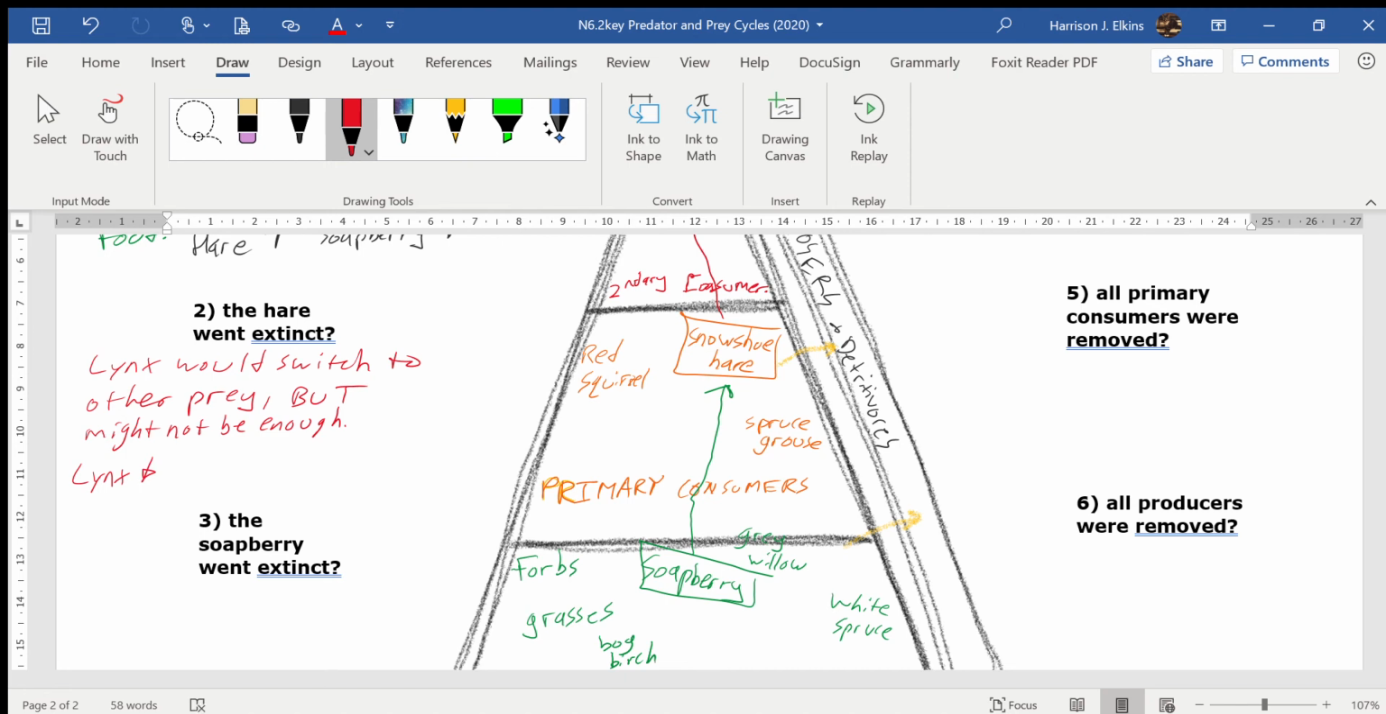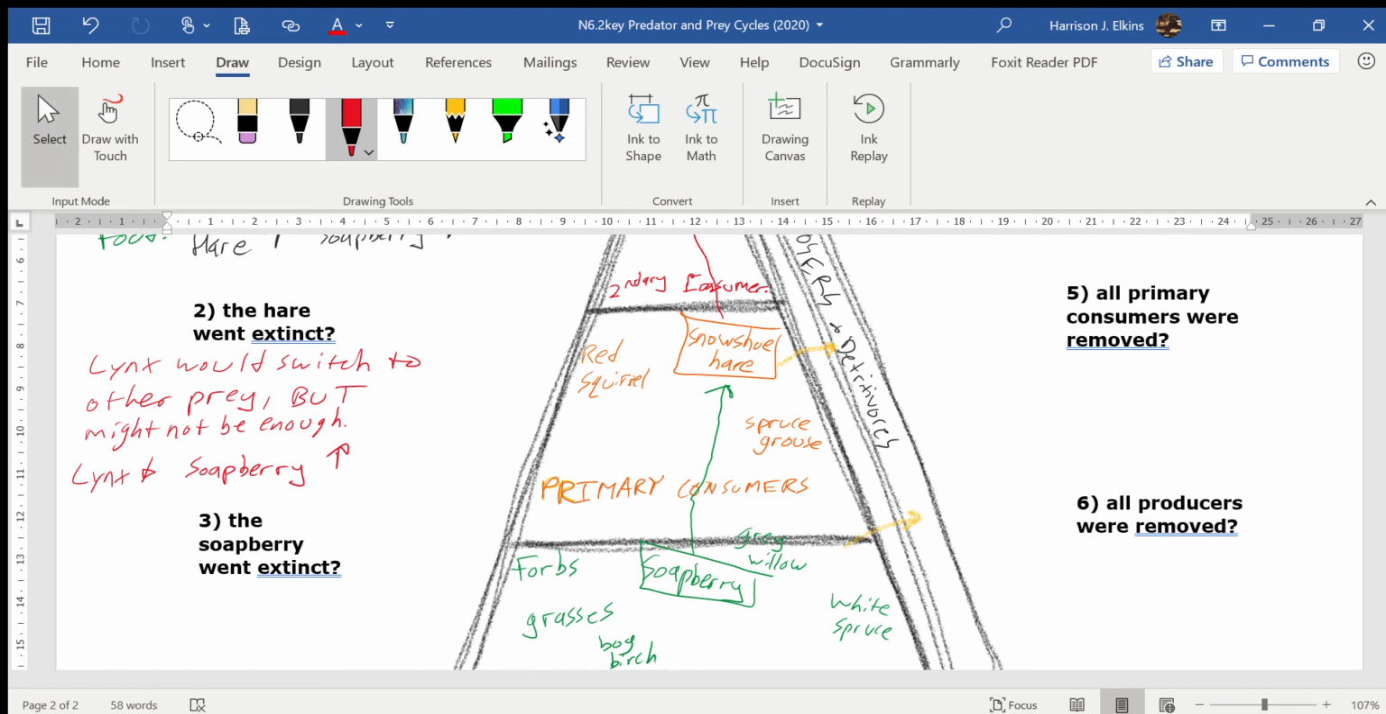What would happen, though, to what the snowshoe hare was eating? If the hare went extinct, nobody would be eating the soapberries. At least the snowshoe hare wouldn't. So the soapberry population would increase.